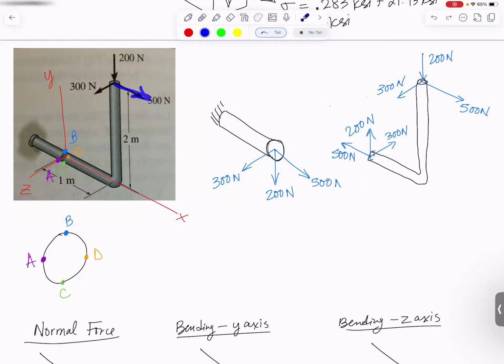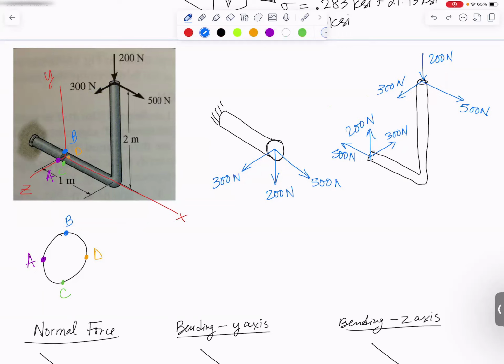The 500 Newton force causes no moment about the x-axis because it lines right up with the x-axis. The 200 Newton force causes no moment about the x-axis because it lines right up with the x-axis. But the 300 Newton force does cause a moment. It's going to be that way, which is a positive moment. My thumb would be pointed out in the positive x direction, and its distance away is 2 meters.